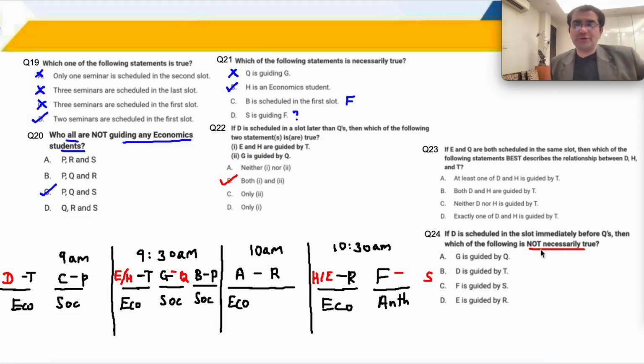Not necessarily true. ज़रूरी नहीं है कि ये सच हो. G is guided by Q. ये तो सच है. D is guided by T. ये भी सच है. F is guided by S. ये भी सच है. E is guided by R. Maybe E is guided by R or by T. So we don't know. Which of the following is not necessarily true? E is not necessarily true. And these are your answers for the set.